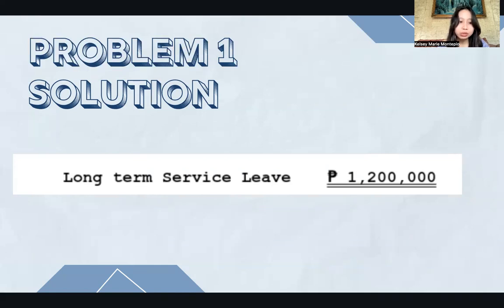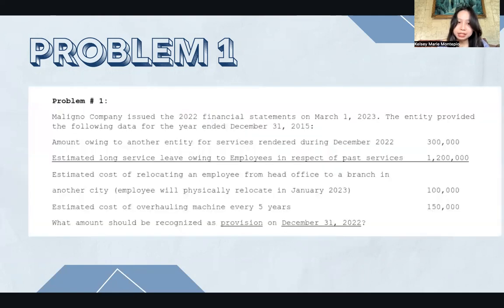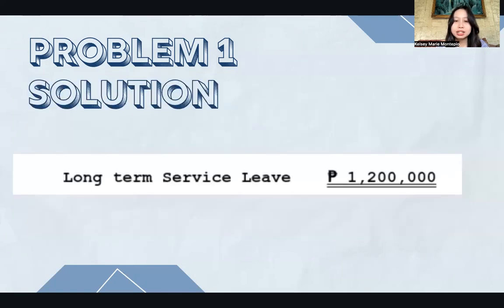However, the amount owing to another entity is not considered as a provision because its amount is certain. For example, the estimated cost of relocating the employee is a future cost because it is to be incurred next year. And lastly, the estimated cost of overhaul is not considered as a provision because there is no present obligation. So the answer is the long service leave of 1,200,000.